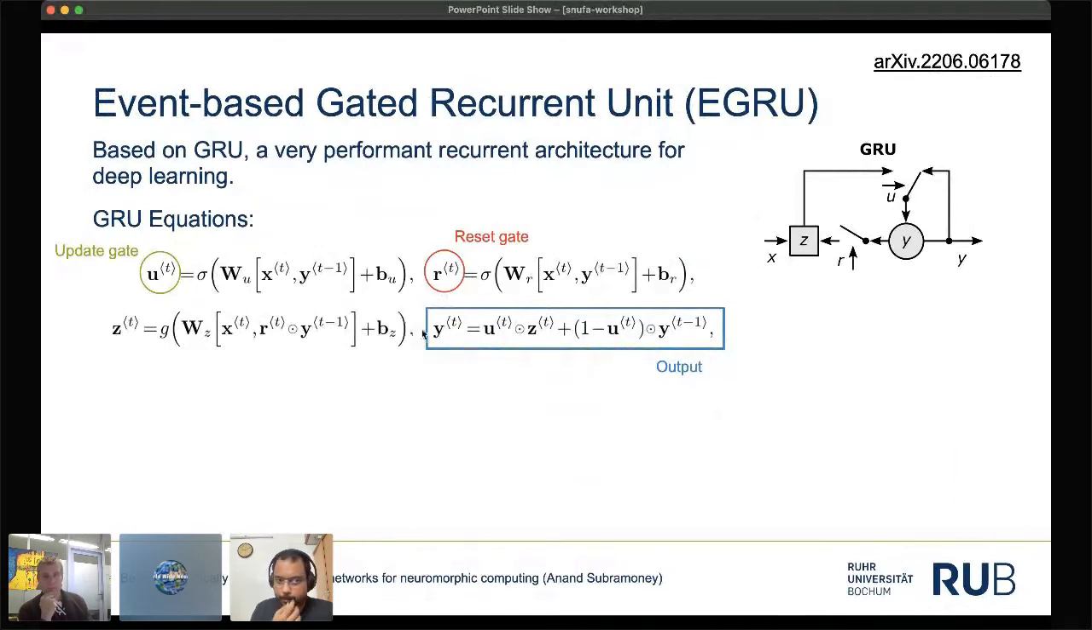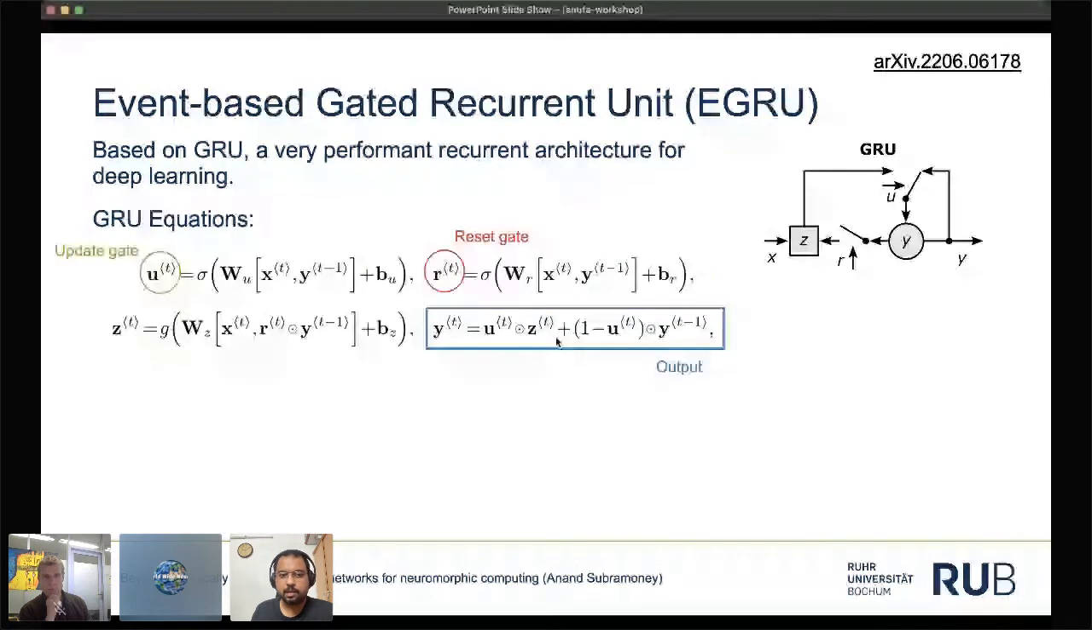And then the update gate determines how much of the new input comes into the cell state and hence the output. And the reset gate determines how much of the previous recurrent state is reset, deleted, or forgotten in some way into the final output.